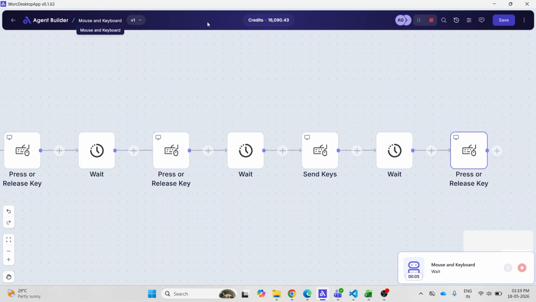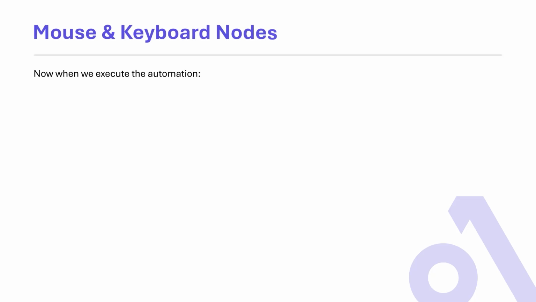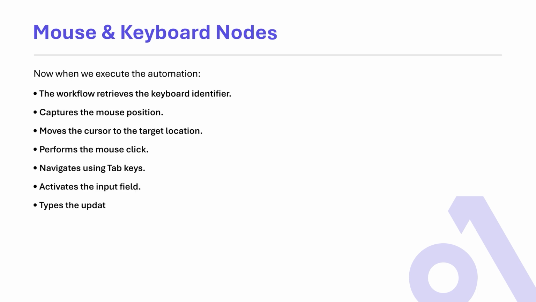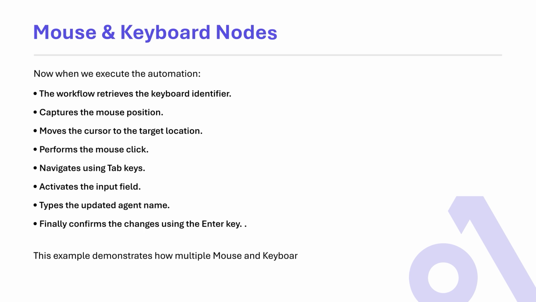At this point, the workflow is complete. Now, when we execute the automation, the workflow retrieves the keyboard identifier, captures the mouse position, moves the cursor to the target location, performs the mouse click, navigates using tab keys, activates the input field, types the updated agent name, and finally confirms the changes using the Enter key. This example demonstrates how multiple mouse and keyboard nodes can work together to automate realistic user interactions inside Work.